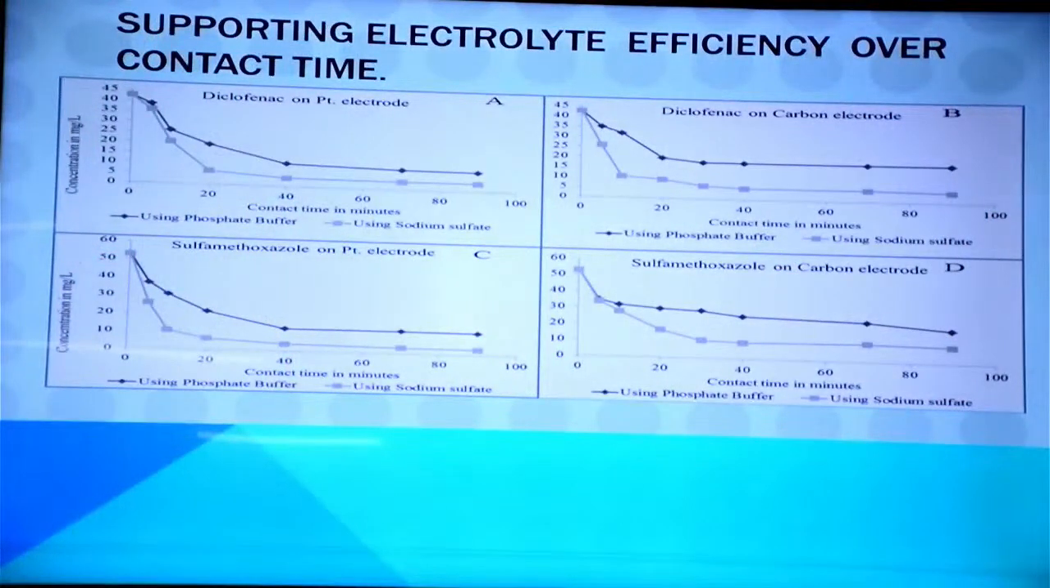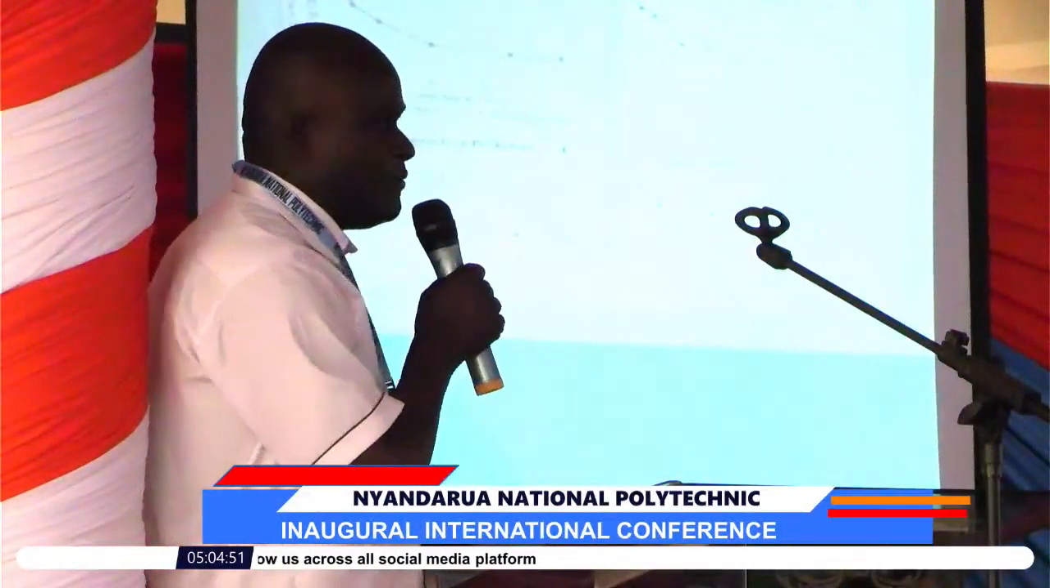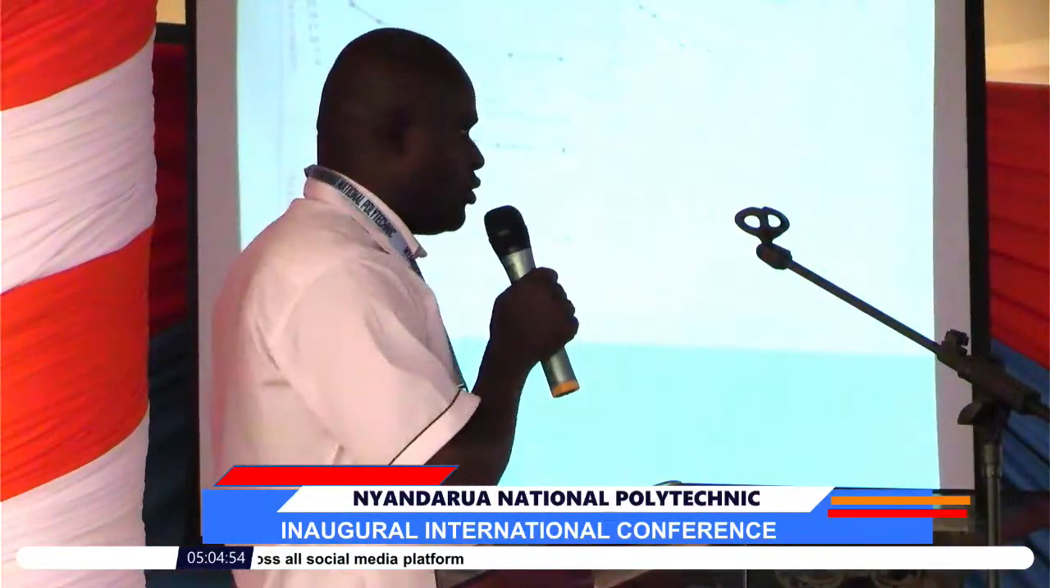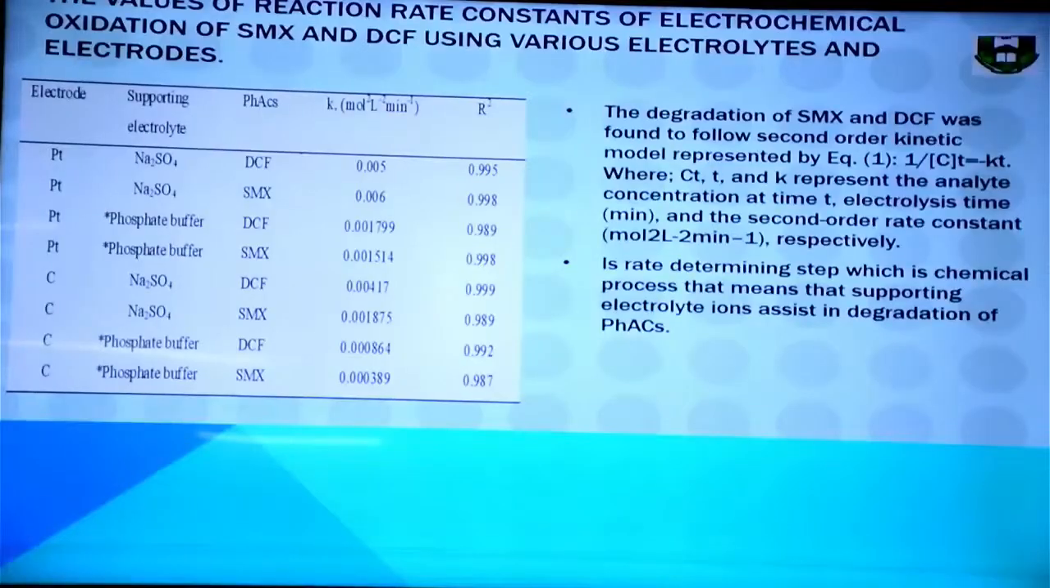Those are the graphs to show that we used two electrode types. We used platinum and we used the normal carbon. By then we realized that platinum is more stable than carbon and it will do the degradation better. Lastly, you can go on.